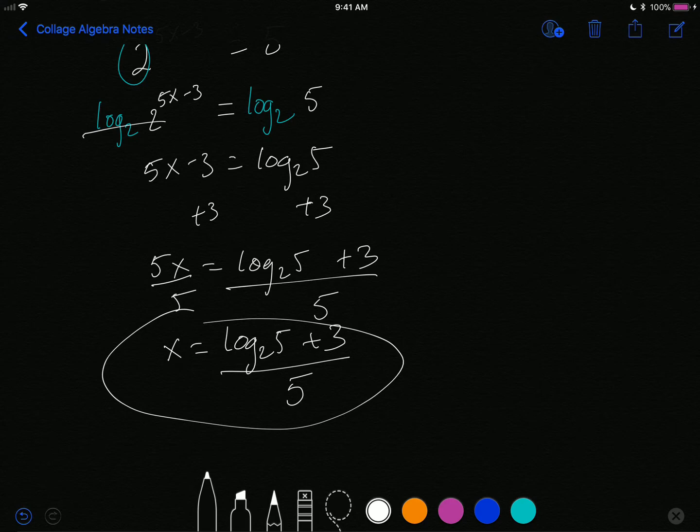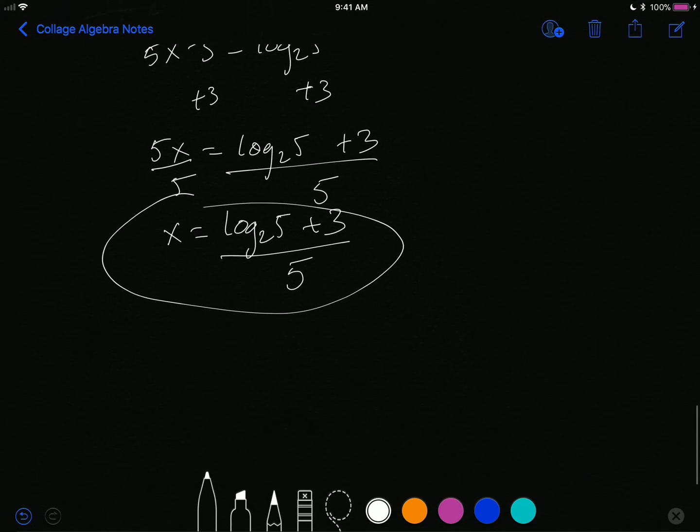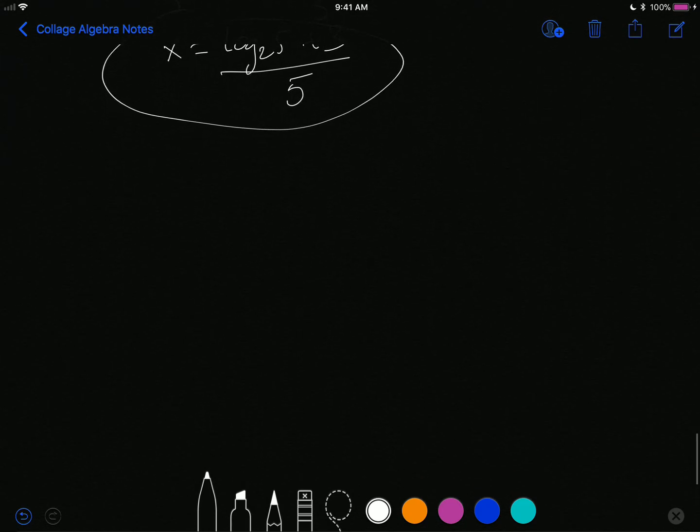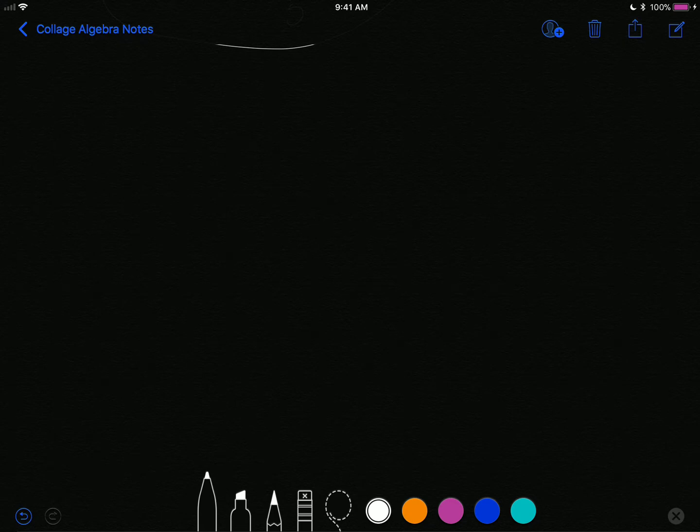Alright, so that's the second category of advanced equations: when the bases are not the same, and you have to choose the correct log to simplify everything to take you home. The next kind of log equation is a log equation of quadratic form.